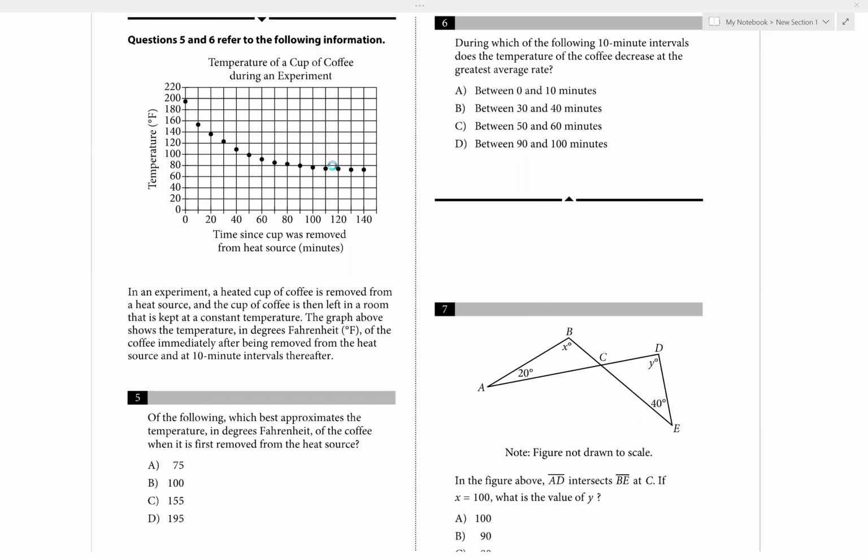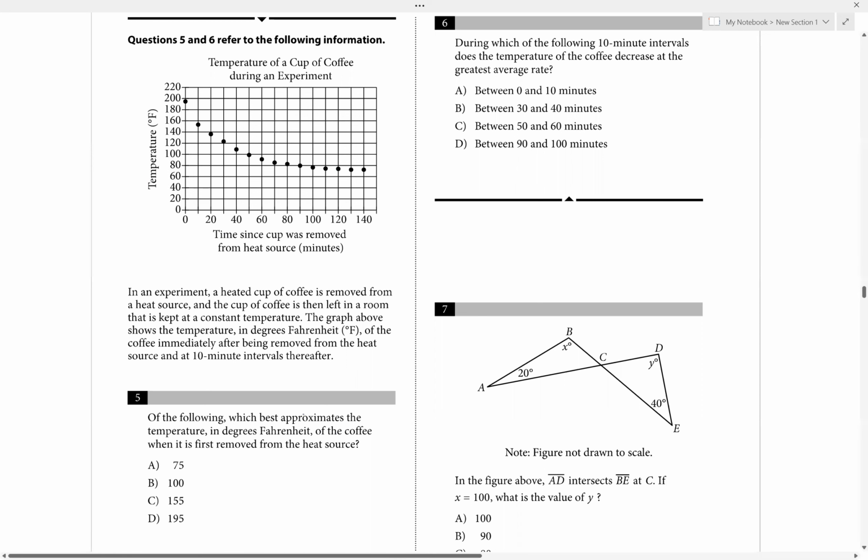Okay. So you see the graph we have on the y-axis, these are the temperature of the coffee, and the x-axis, these represent time since the cup was removed. Okay. So number 5 says, of the following, which best approximates the temperature in degrees Fahrenheit of the coffee when it is first removed from the heat source? Okay, when you first remove the coffee from the heat source, what temperature is it at?